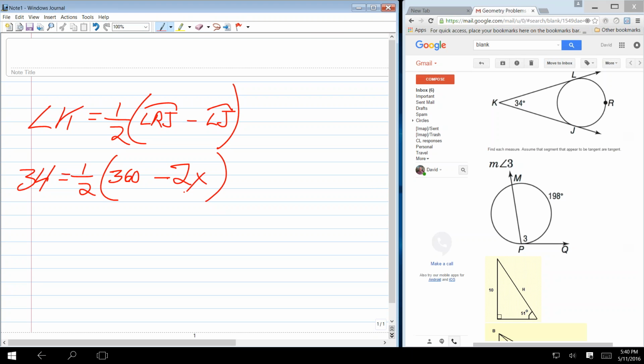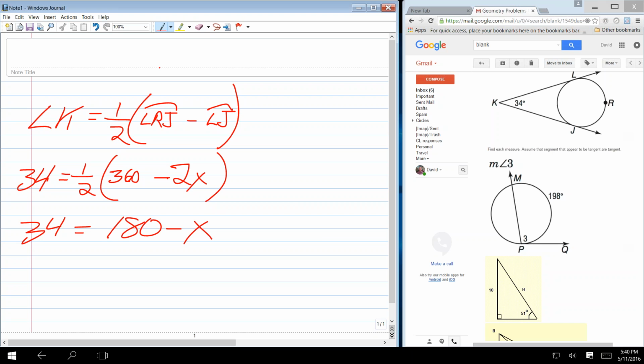The next step of this problem, you can go two ways. You can distribute the 1/2, and it distributes rather nicely, so there's no problem doing that. But I actually prefer to multiply both sides by 2, and the reason is that it immediately eliminates all fractions. Now I can solve that really easily. If I distributed it first, I'm going to be fine in this problem because it'll be 34 equals 180 minus x, and I can solve that easily also.